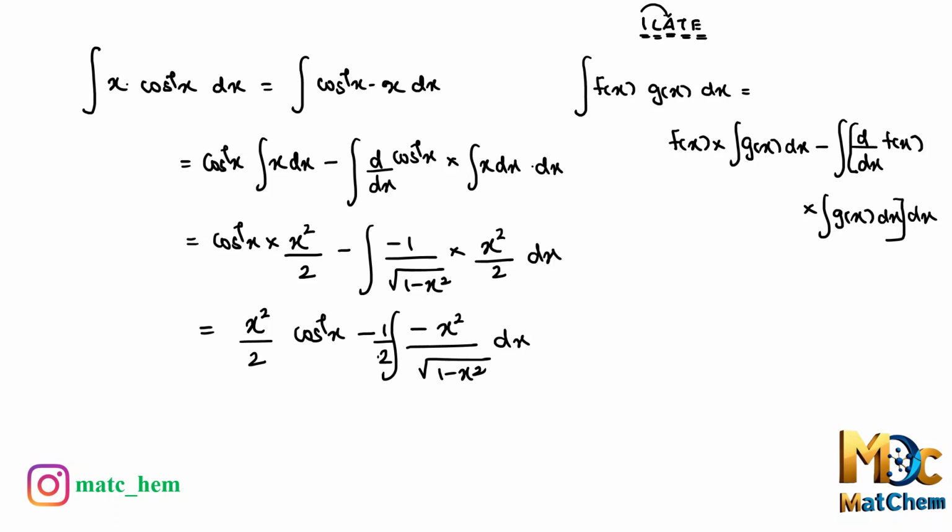So we got one part. The other part is missing. We can just assume this part as I1. So what can we write? I1 is equal to integral of minus x square upon square root of 1 minus x square dx.